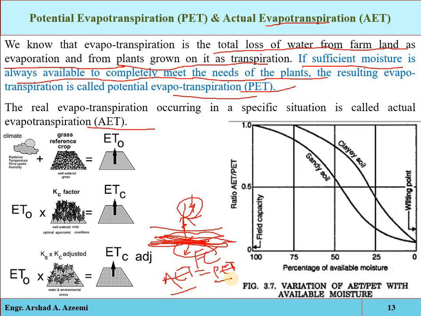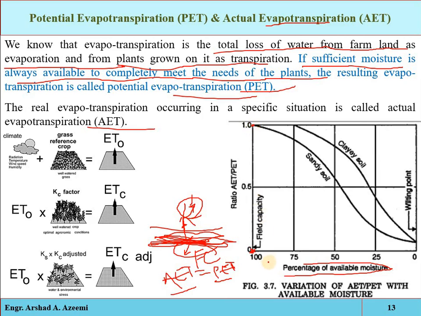Also you can see the percentage of the available water. For example, if it is 100%, that will be the field capacity, because beyond the field capacity no water is retained in the root zone; it is drained out by the forces of gravity. That is the maximum percentage of available water. So you can see that the ratio of actual evapotranspiration to potential evapotranspiration is the same, that is 1, because at that time the actual and potential evapotranspiration will be the same.